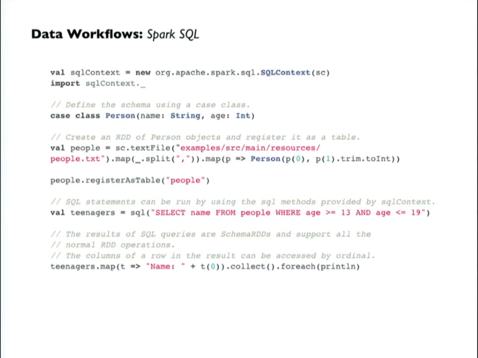At that point, we can take this RDD and register it as a table. And so from that point forward, we can make SQL queries using the name of that table in a from clause. So we see people registered as table people, and then down here there's a SQL command, select name from people, where essentially we're looking for teenagers, where age is greater than or equal to 13, less than or equal to 19.